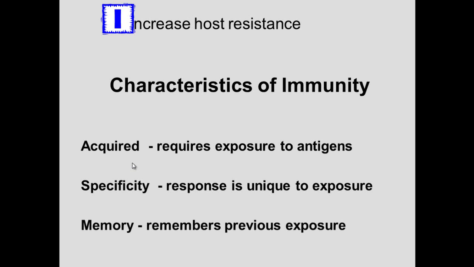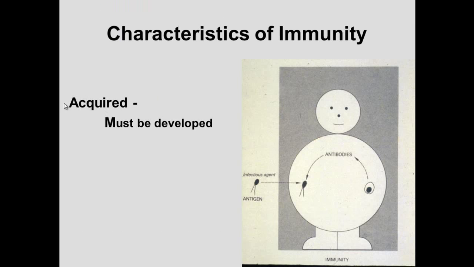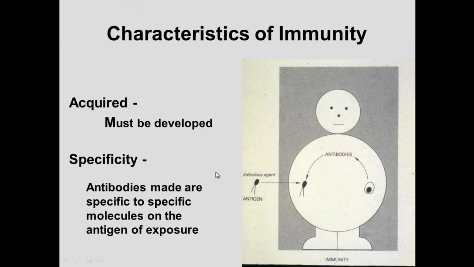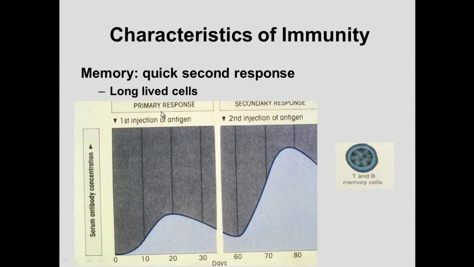Also, it has memory. It remembers a previous exposure. So it's acquired; it must be developed. For the antigens that we're exposed to, we make antibodies against those specific antigens and not other antigens. The specificity applies to those specific ones and not others, and it has to be acquired. That is, the immune system has to be exposed so it knows what to mount a response to.